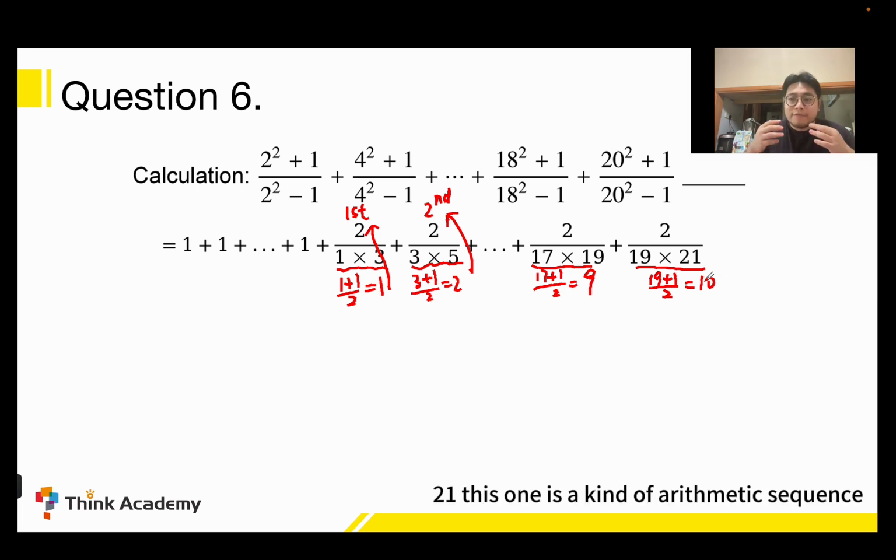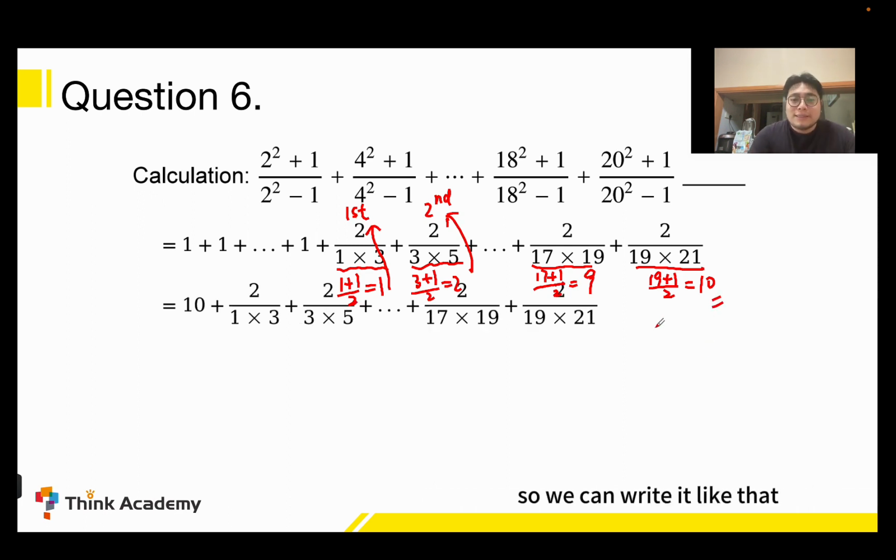This one is a kind of arithmetic sequence. So we can find out how many 1s we have. So actually we have 10 ones in total. So we can write it like that: 10 plus 2 over 1 times 3 plus 2 over 3 times 5 plus and so on, plus 2 over 17 times 19 plus 2 over 19 times 21.